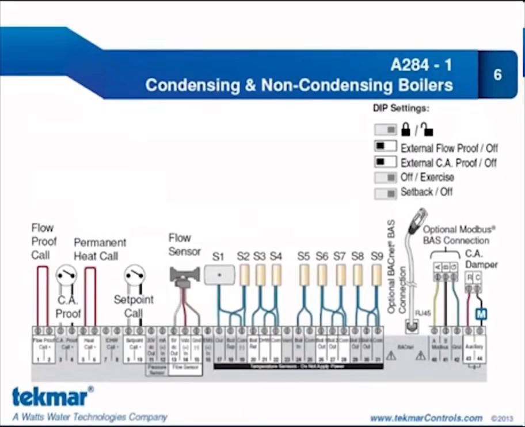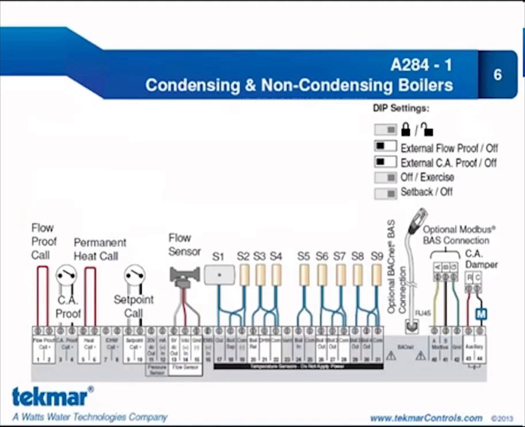This slide is showing the top half of the 284, and this is where we connect our calls, our sensors, and our communication. Starting on the left-hand side, we see our flow-proof call terminals. Now in this case, we are using a flow sensor to provide proof of flow. So we connect a jumper across these flow-proof call terminals. If we were using a different type of flow-proofing device, we would of course connect that to the proof call terminals.